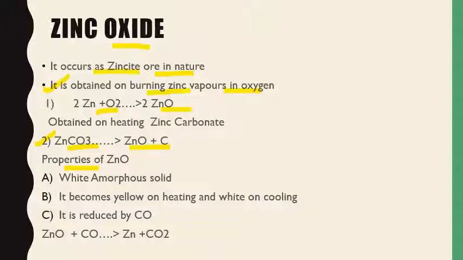Let's see its properties. It is a white amorphous solid. It becomes yellow on heating and white on cooling. It is reduced by carbon monoxide. Here you can see the reduction reaction. Here the zinc oxide goes on reducing and the carbon monoxide is oxidizing.